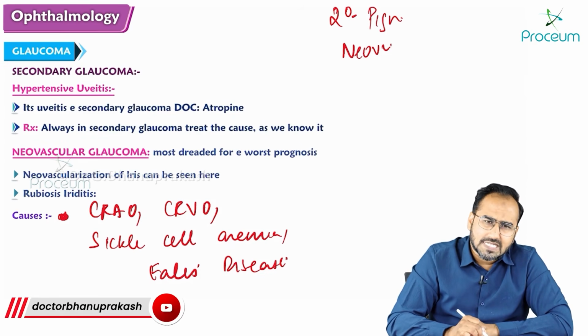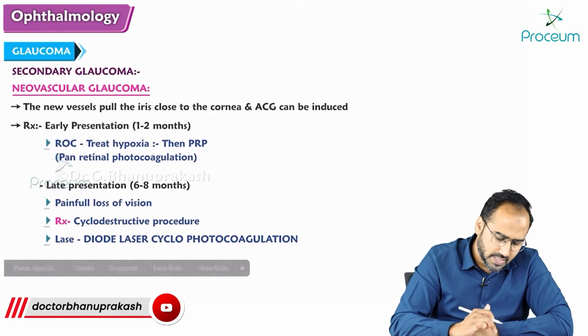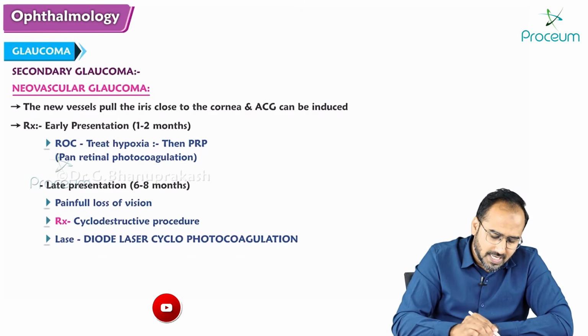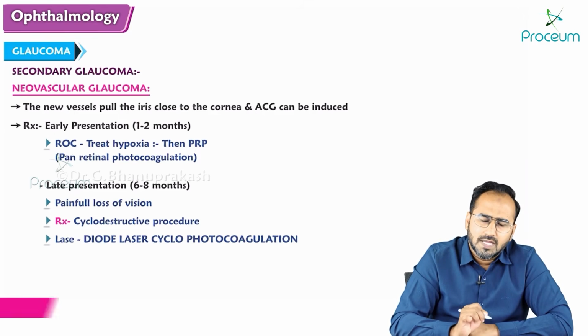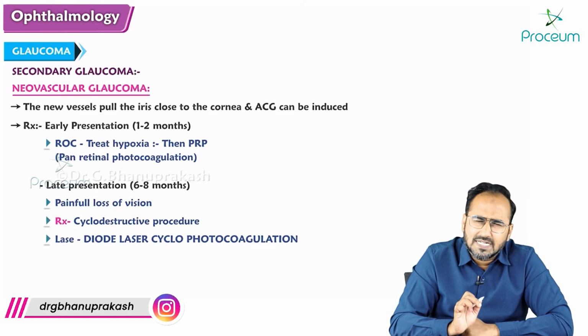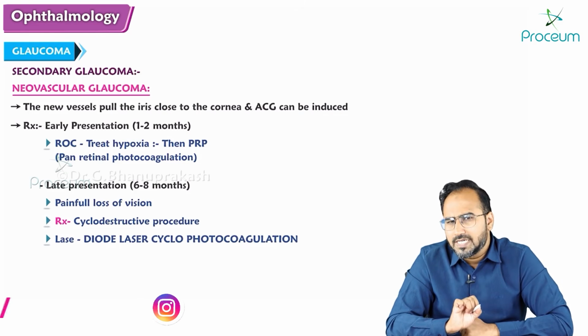Due to these diseases, new blood vessels develop on the iris, pushing the iris towards the lens, leading to angle closure glaucoma, right? So, neovascular glaucoma, how will you treat this neovascular glaucoma? Whenever you hear the term neovascularization, the immediate answer that should come to your mind as a treatment is what? Photocoagulation.